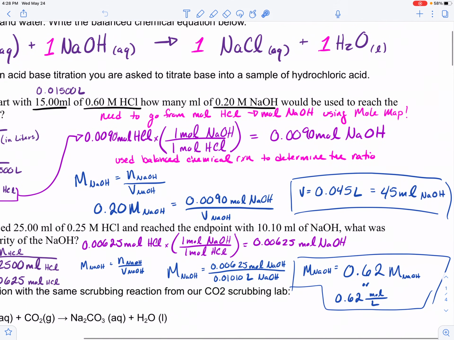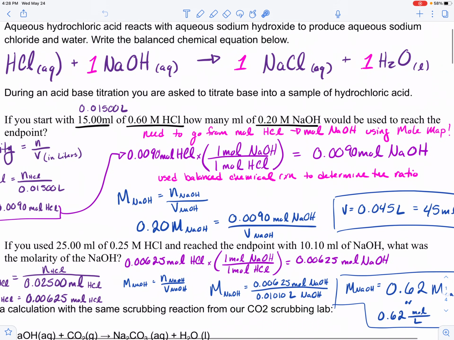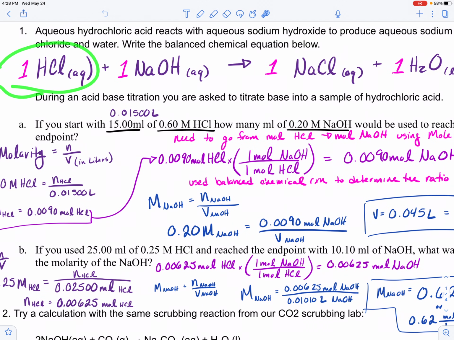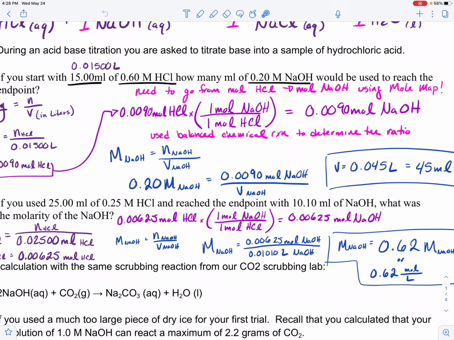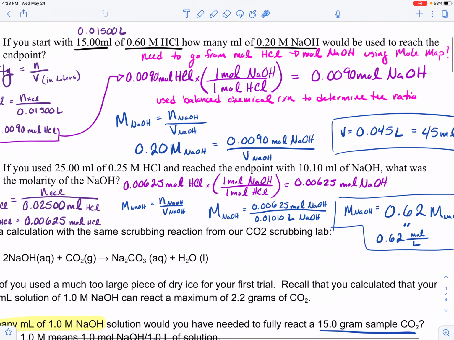The next thing I need to do is go from hydrochloric acid into NaOH. I need to go from one substance into another substance, so I'm going to cross my mole bridge. In order to cross my mole bridge, I look at my balanced chemical equation, and I see that for every 1 mole of HCl, I use 1 mole of NaOH. I multiply that across, and I end up with 0.0090 moles of NaOH, because it's a 1-to-1 ratio.